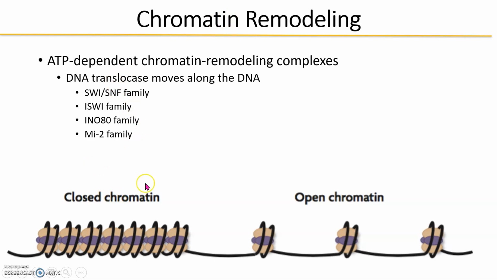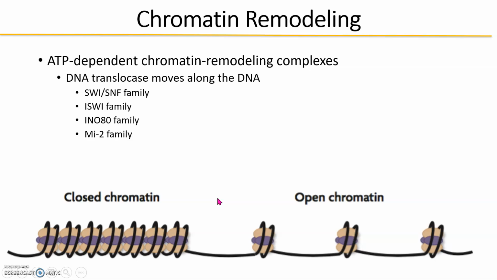Okay, so we know that chromatin is the DNA wrapped around histone proteins, and they can be in a closed chromatin formation or an open one, with the closed not allowing proteins access to the DNA, whereas you can see here in the open there's spaces between that proteins can bind in. This is a dynamic process.